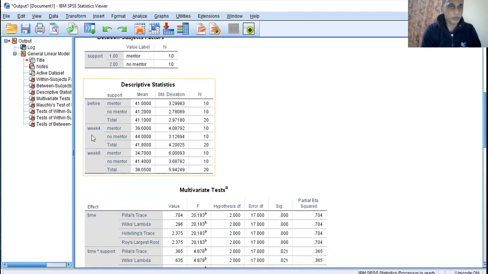And then for week 4, we have mentor. Their value has actually reduced to 29 something. For no mentor, it is 44 something.